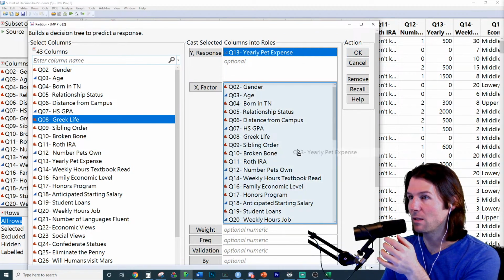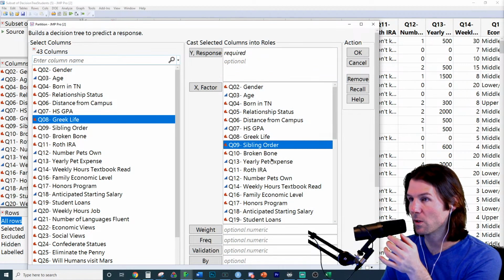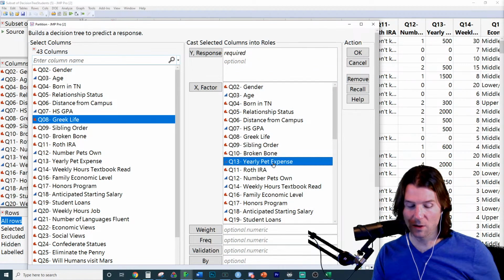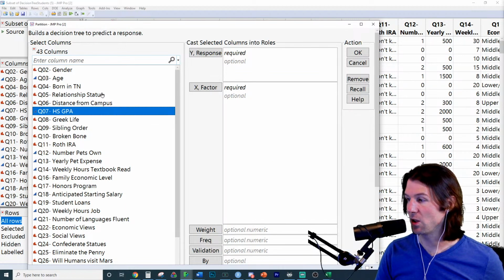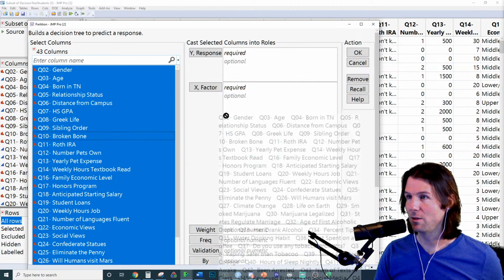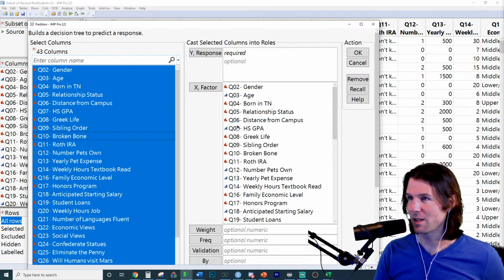So I want to point out what I did just so everyone can see. We're going to click yearly pet expense. Let me do this process from the start. When you get to here, you're going to select all the variables. Make sure your identifiers are out of here. And then you're going to drag and drop them in. Thank you so much, Morgan, right there.